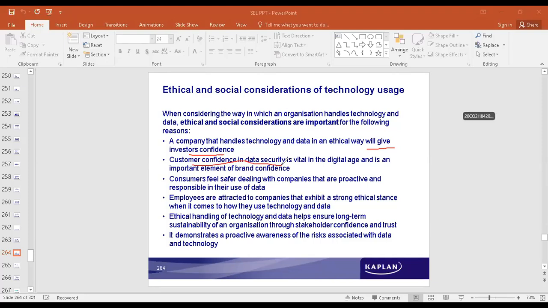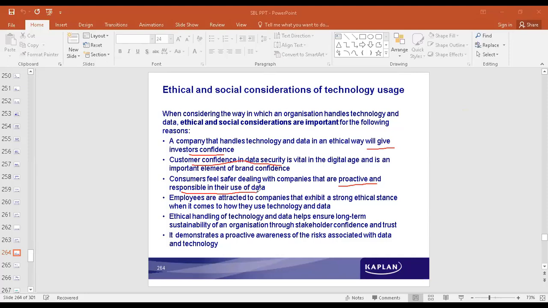So that's how the brand can be built. Consumers feel safer dealing with companies that are proactive and responsible in their usage, and so they should be taking up measures to ensure that the data that is shared by their clients is not misused. So take some additional efforts to save the data, protect the data.